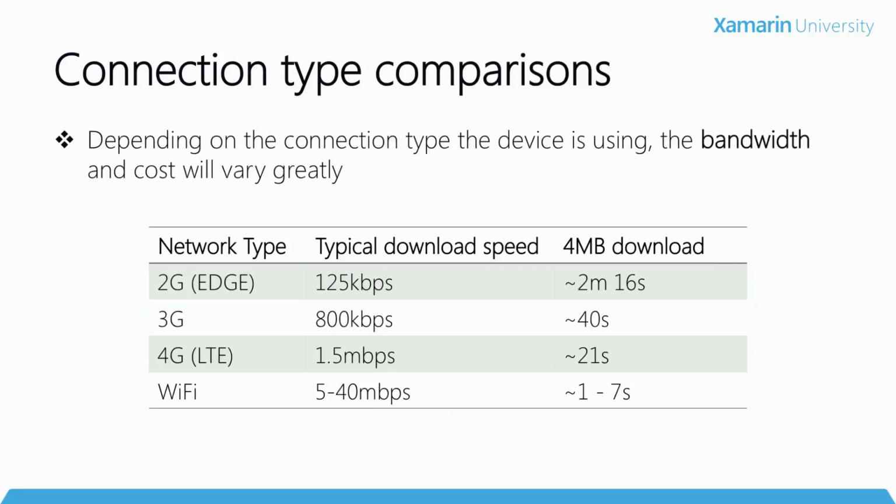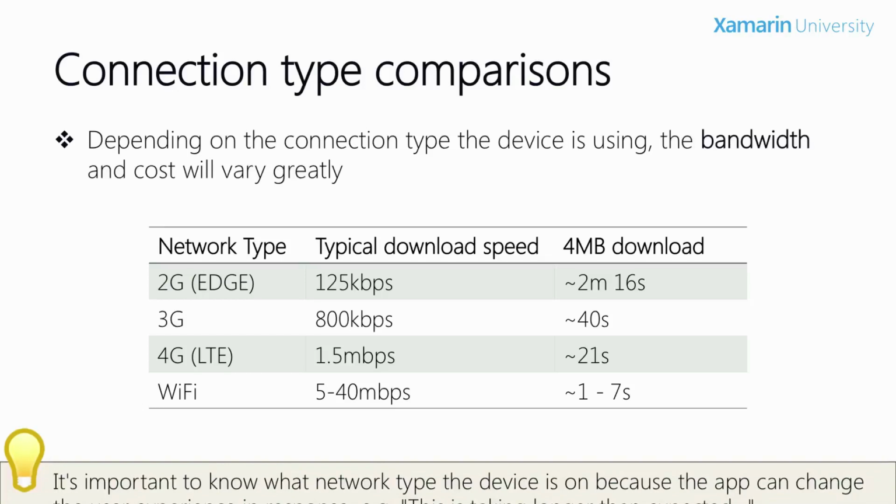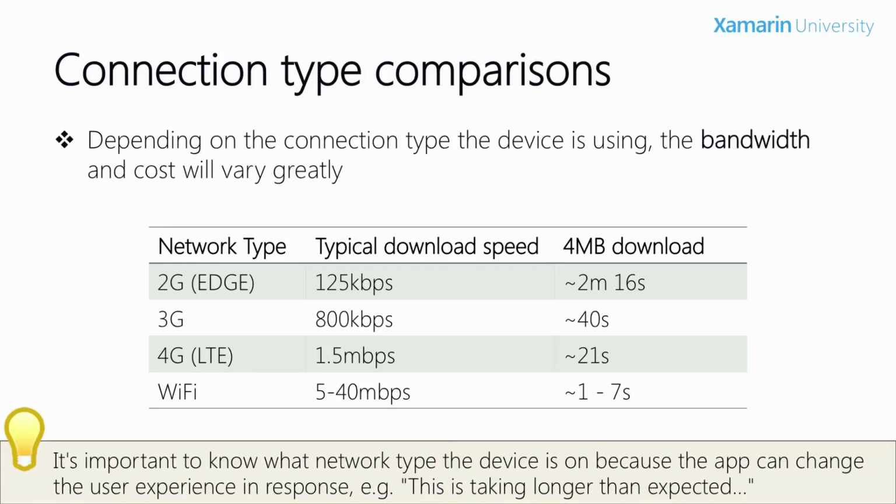Now, you care about this information because it changes the speeds at which you can communicate. Here are some examples. All three dominant mobile platforms have specific APIs you can use to detect the network type that you're connected on. For example, you can use this information to let the user know that something's going to take longer than expected if they're on a slow network.